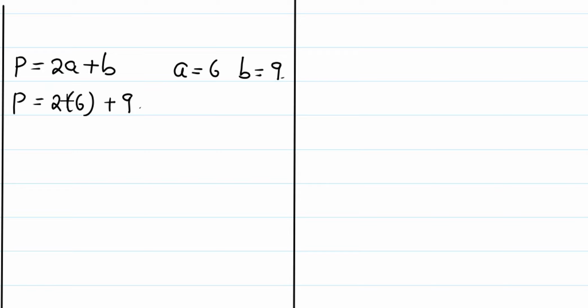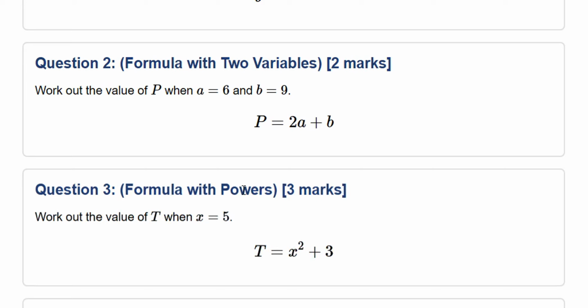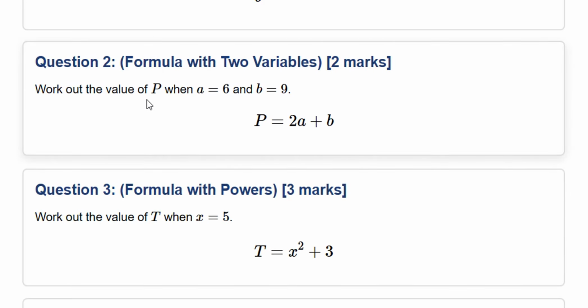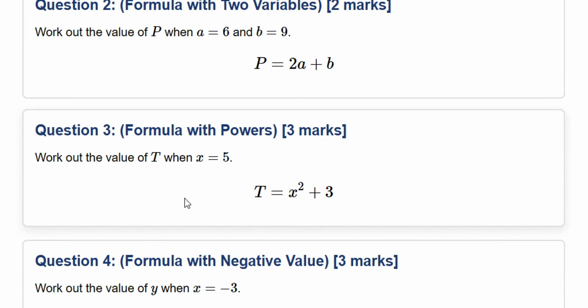And from there, we can open the brackets, and we say p is equal to 2 multiplied by 6, which is 12, then plus this 9 here. And from there, we can do the addition again, where we have 12 plus 9, which is 21. And that becomes the solution for this second question here. We are progressing well from the simplest questions to more complex ones. So question 3 will be a bit more complex compared to question 2.